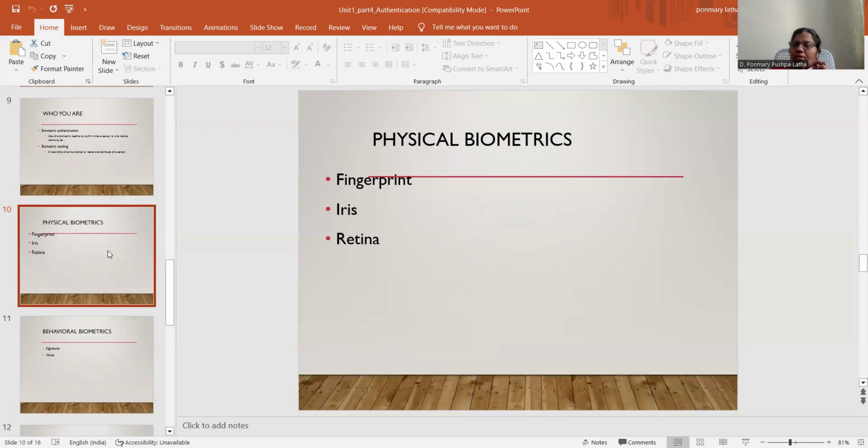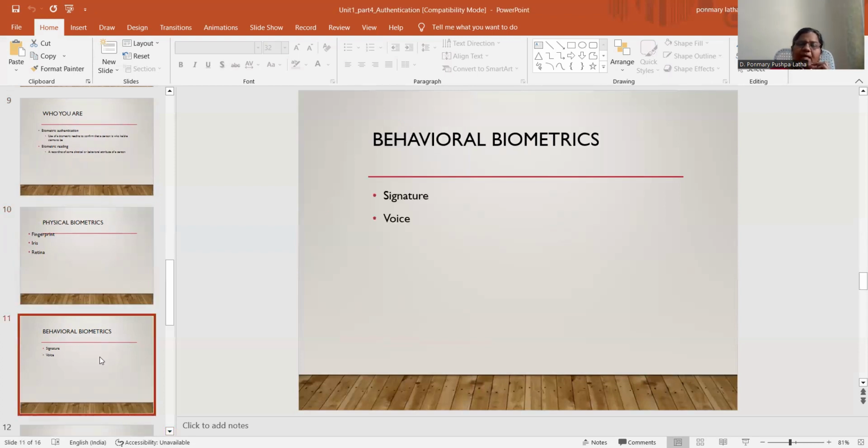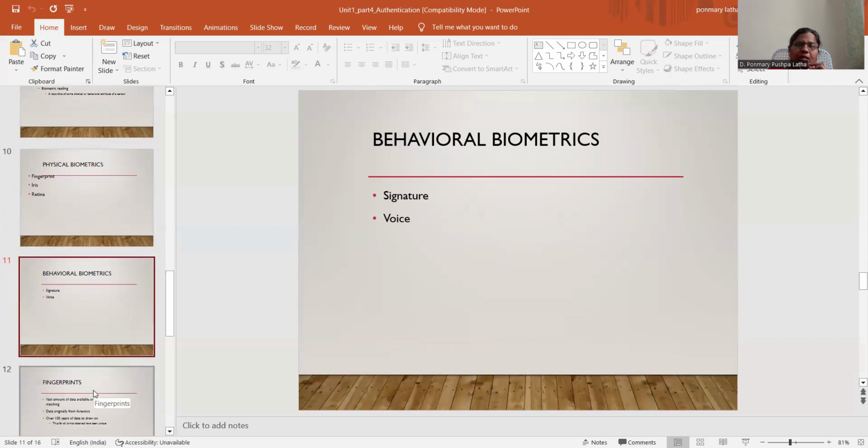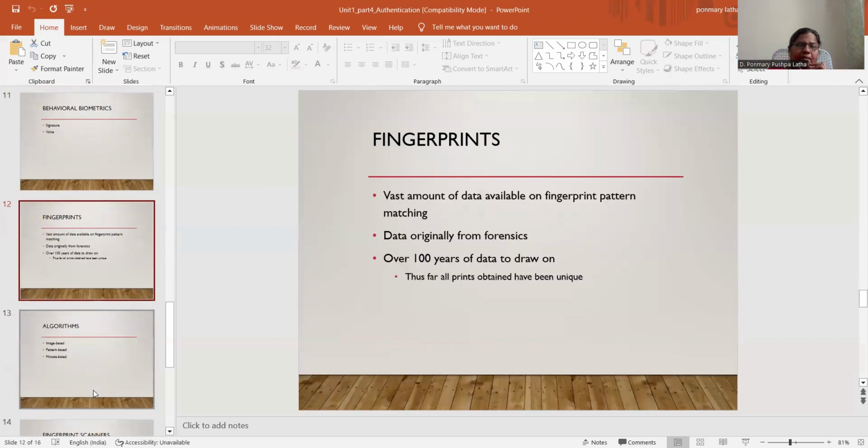In our college, we are using fingerprints. For behavioral biometrics, there is the signature of a person and the voice. The way they talk: one person's talk will vary from another's. That and all you can use for behavioral biometrics.